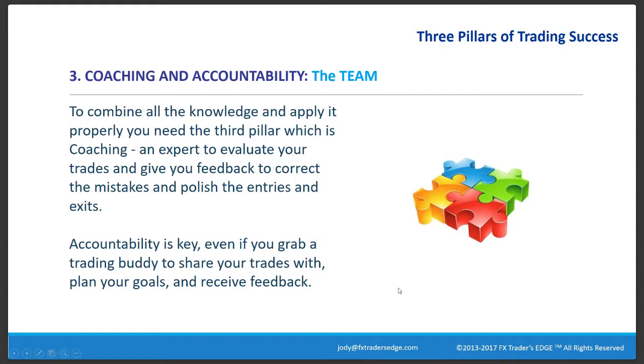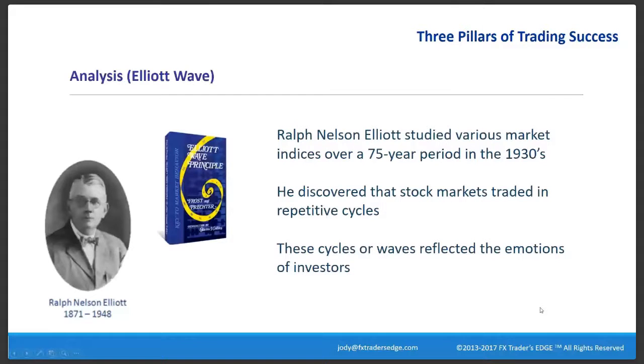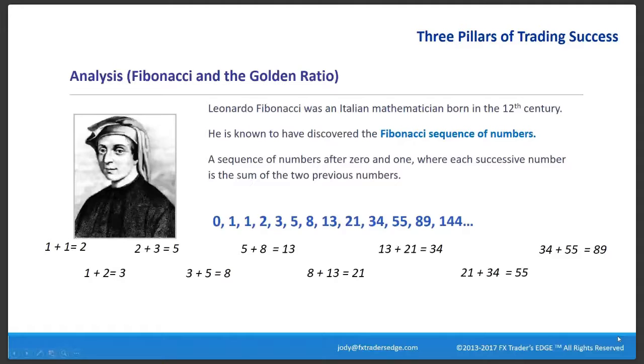So let's just talk a little bit about Ralph Nelson Elliott and how he came up with Elliott wave analysis. He studied various market indices over a 75-year period in the 1930s when he was actually bedridden, and he discovered that stock markets traded in repetitive cycles, and that these cycles or waves reflected the emotions of investors. And he named these waves. He labeled these waves.